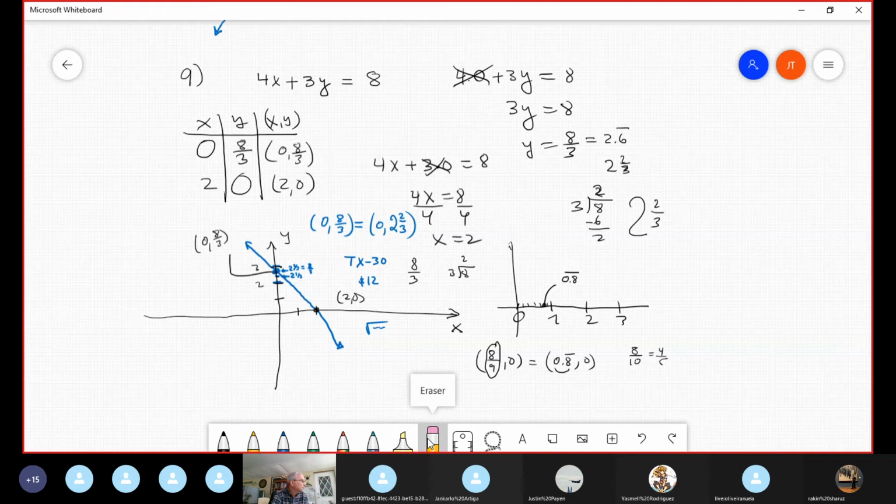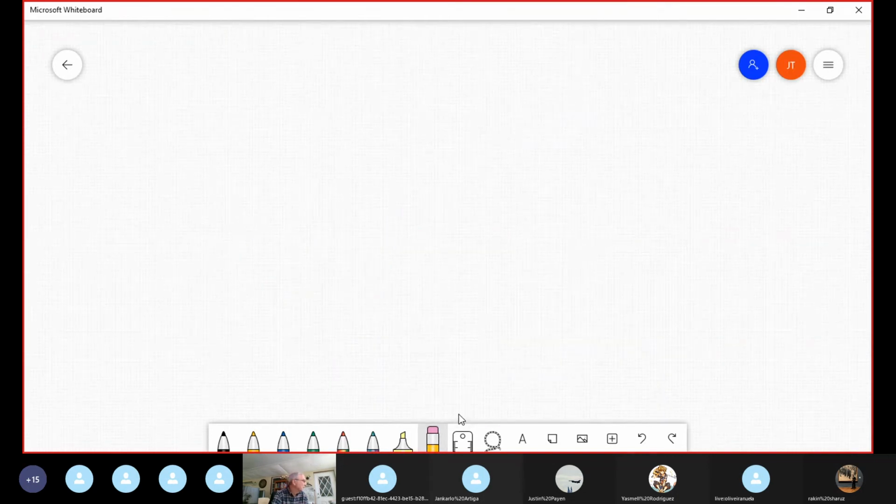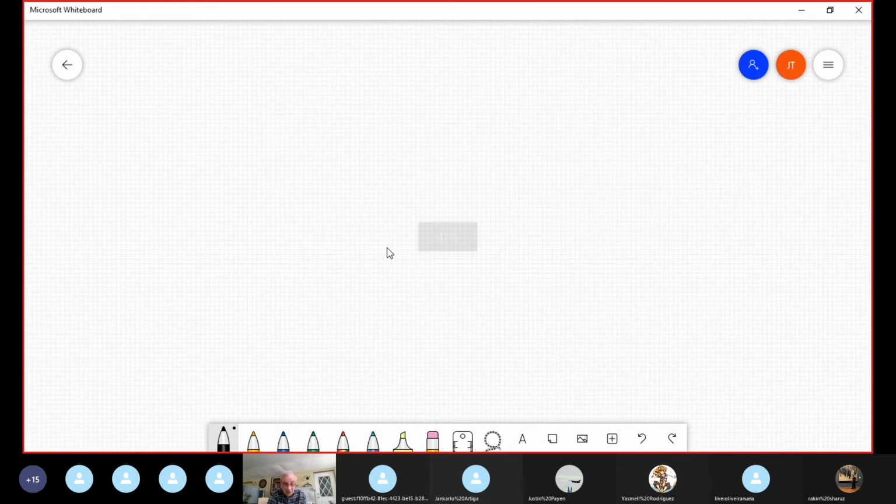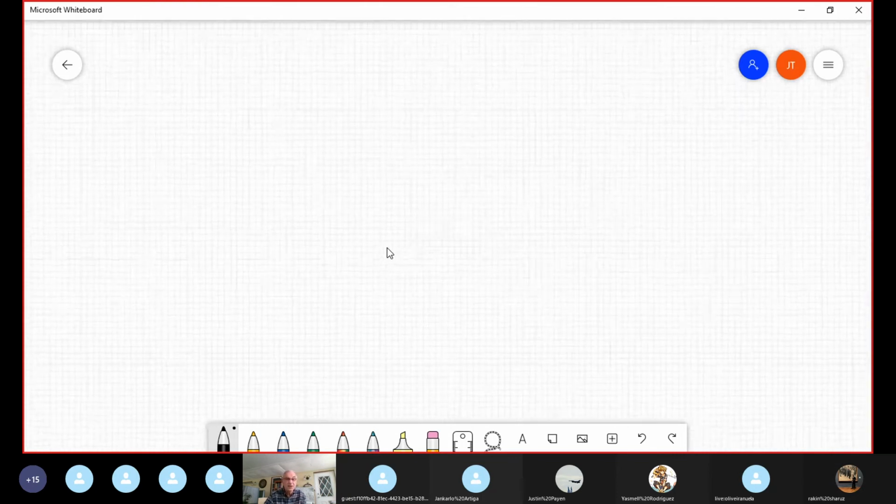Okay, let's move on to the next section. The next section is find the slope and y-intercept of the linear equation. This is easy. But what is the thing you need to be aware of? You need to be aware that sometimes the linear equation is expressed in slope-intercept form or standard form.